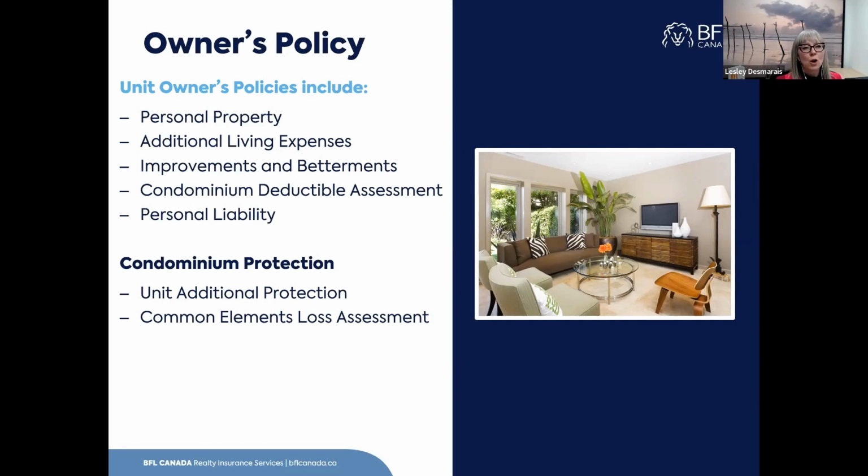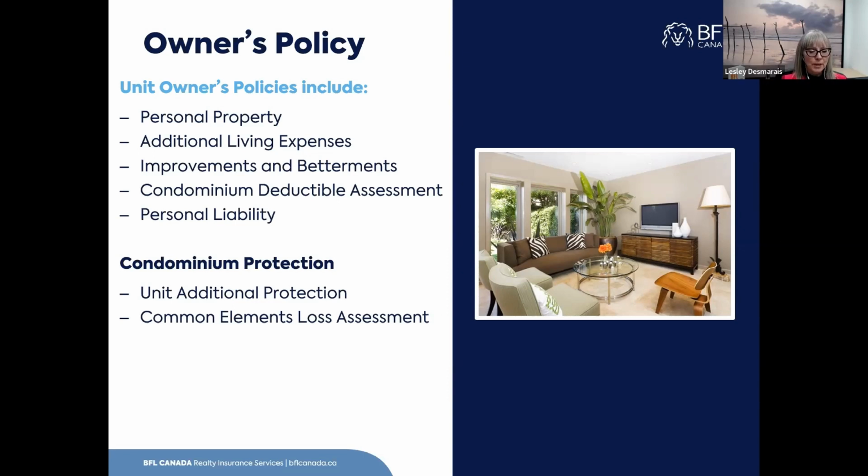And also the condominium deductible assessment. In 2020, legislation was enacted that the deductible, up to the deductible, can be charged back to you as a unit owner if the damage originates within the unit.